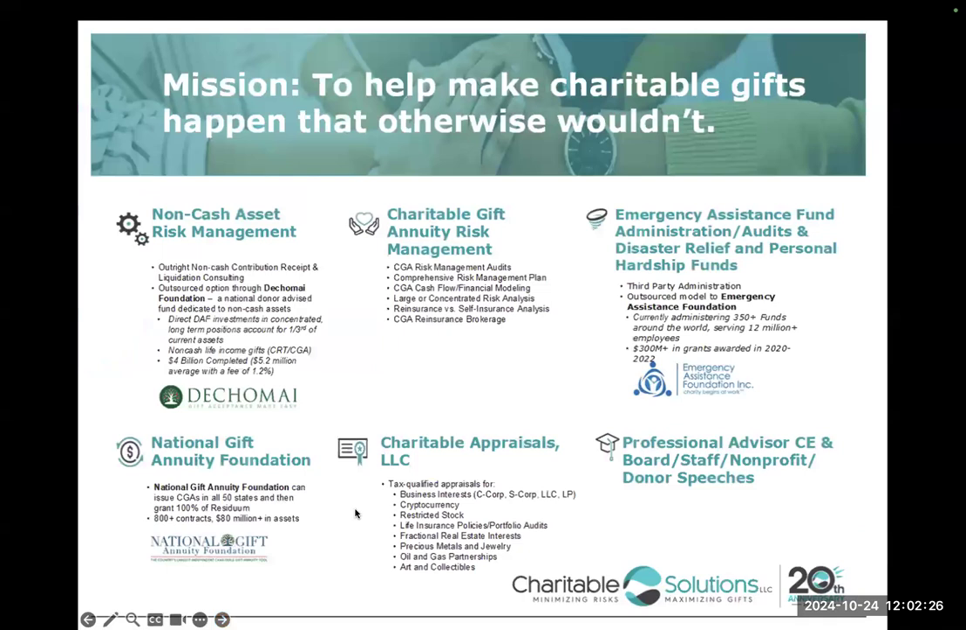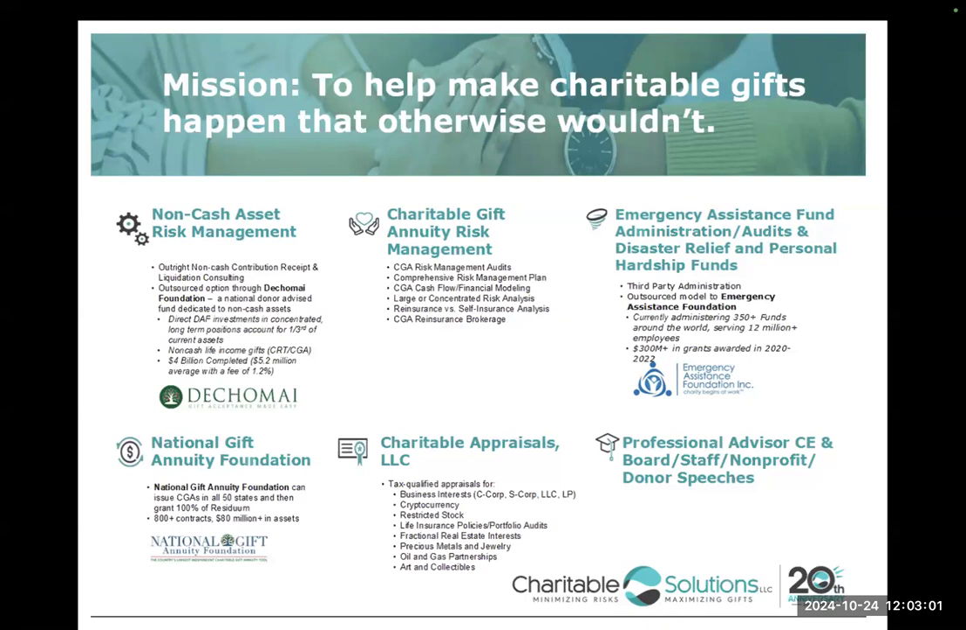And with that said, what does Charitable Solutions do? I'm just going to go through a few of our services here. At a high level, planned giving and risk management, and like it says there, that's our mission, making charitable gifts happen that otherwise wouldn't. That is how all of these things tie in: risk mitigation and facilitating more complex gifts.